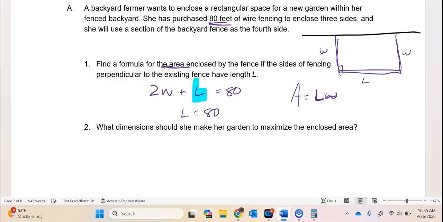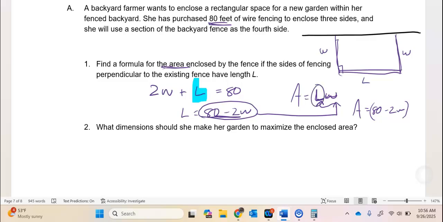I'm going to subtract 2w, doing a little bit of algebra. So this is L, 80 minus 2w. I'm going to plug it into here. So my area function is now a function of width only. Because that's L. L equals 80 minus 2w. So 80 minus 2w used to be L. Now it's 80 minus 2w times w. So my area function, if I run this through, will look familiar to you. It's negative 2w times w, that's negative 2w squared, and then w times 80 is plus 80w.